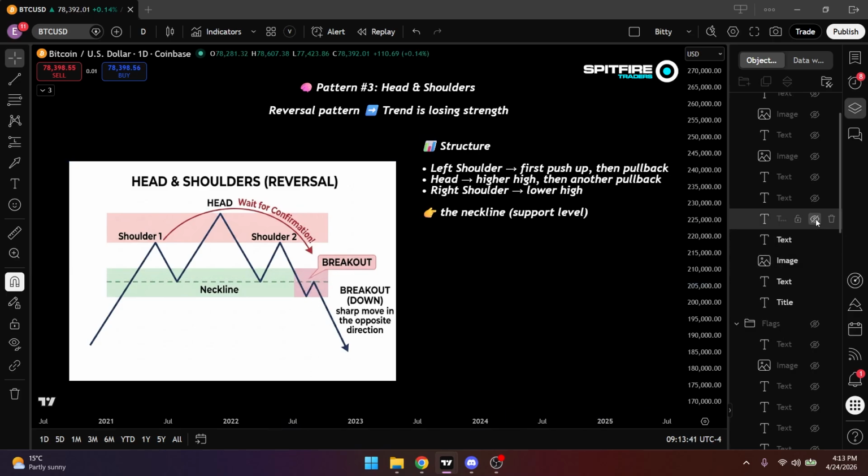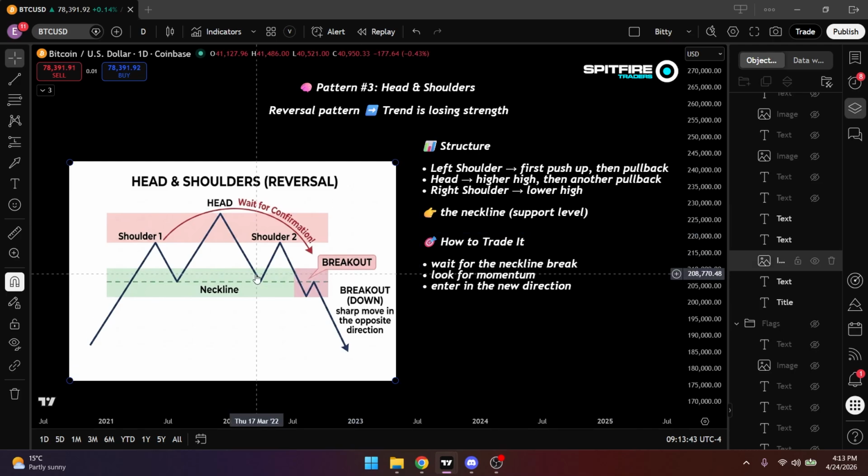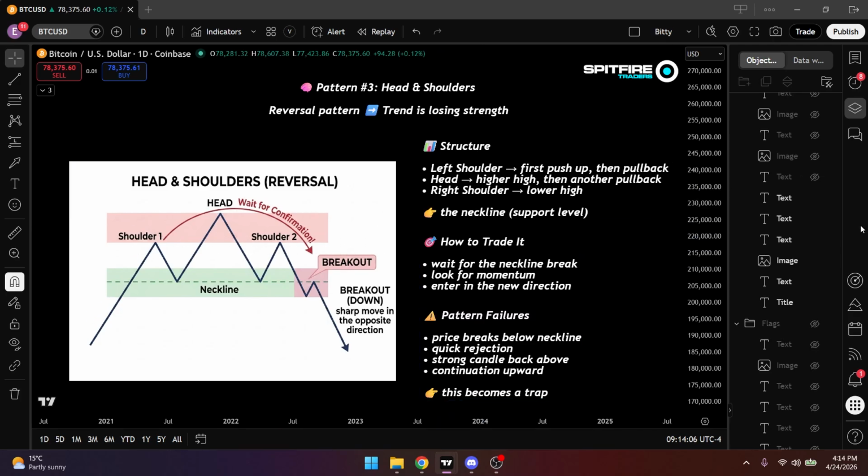Now, the common approach to trade it is wait for the neckline to break, look for momentum and enter in the new direction. But as with all patterns, this one can also fail. For example, price breaks below the neckline, has a quick rejection and a strong candle back above, followed by a continuation upward, and this becomes a trap, which often leads to a strong move in the opposite direction.